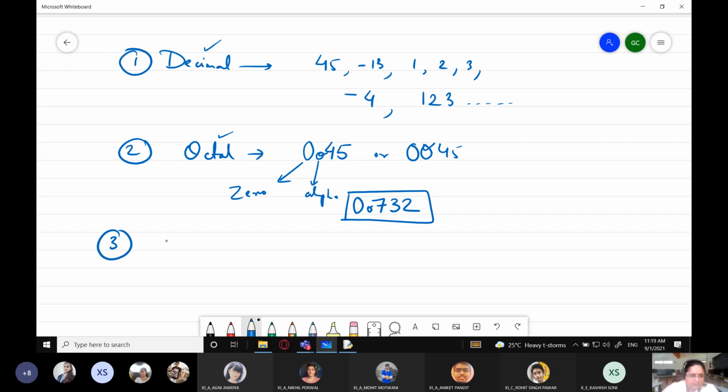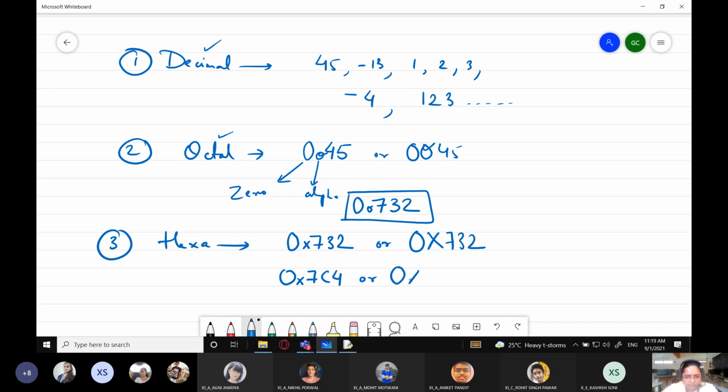And third one, hexadecimal. So now suppose I want to represent 732 as a hexadecimal literal. So I will use 0 and X over here to represent a hexadecimal number, either like this or 0 and capital X, 732. Okay. And if it is any number like 7C4, that also I can do. Understood this? How to represent decimal?